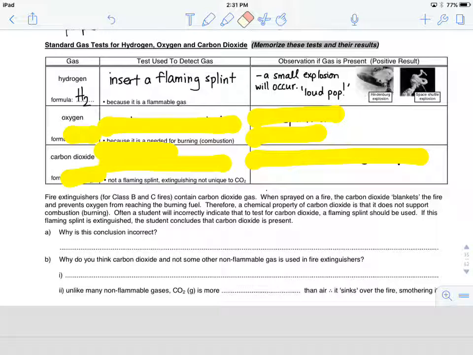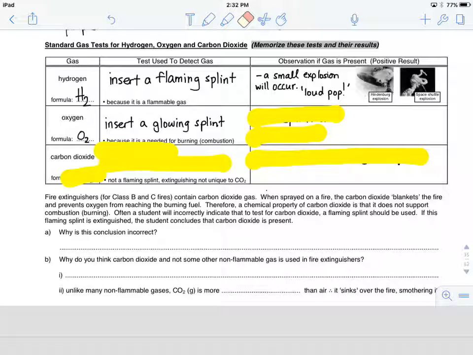All right, oxygen, chemical formula O2. So the test here is a little bit different. Instead of a flaming splint, we're going to take a splint that's just glowing. So it may have a flame on it, and then you put it out so that there's just embers on the splint. We call that a glowing splint, and we're going to put that into the test tube.